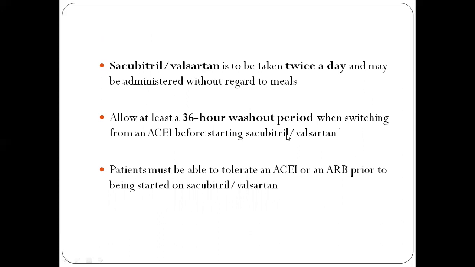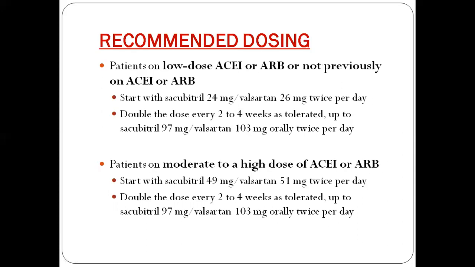Patients must be able to tolerate an ACE inhibitor or ARB, which they used to say before starting on sacubitril-valsartan. But the new guidelines have mentioned that sacubitril-valsartan can be started in patients not on ACE inhibitors or ARBs, which is a class 2B recommendation.